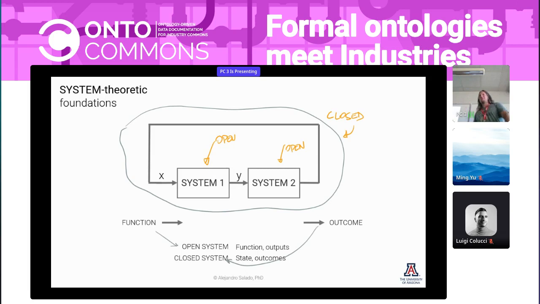I may have open systems that produce outputs, and they engage in some way, and you achieve an outcome, which is what those individual parts want to achieve. And then we can talk about capability, and so forth. So this is the main idea.